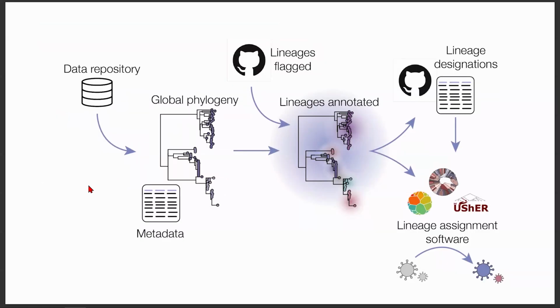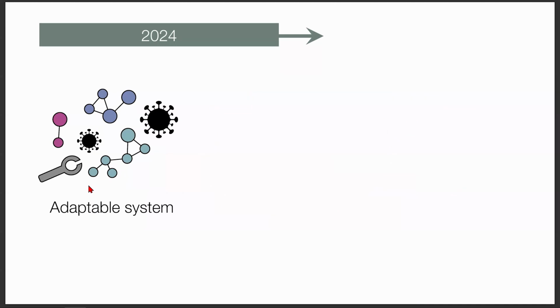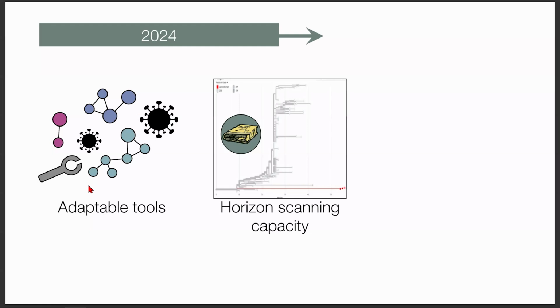And we still have the designations and stuff that go into assigning downstream things. So this is just to sum up where we're at. 2024 now, 4 years on, we now have this adaptable system that we've kind of built through trial and error, and this has been working, and there have been lineages informing public health decisions for the last number of years. We have this amazing horizon scanning capacity. Tom Peacock, who I mentioned, flagged Omicron to the community when only 4 sequences were available. So this is genuinely an incredible horizon scanning capacity.